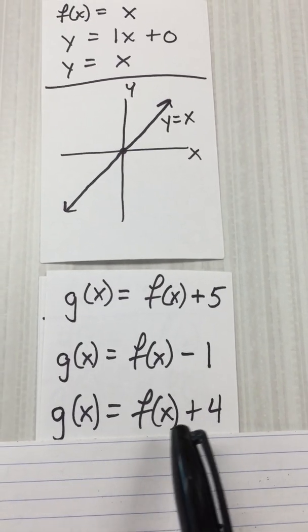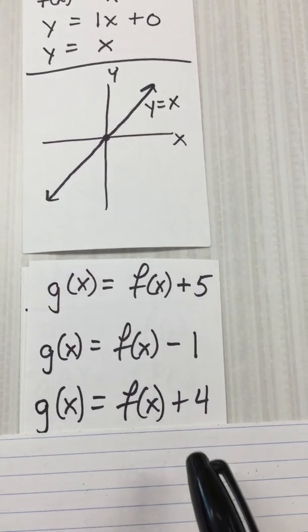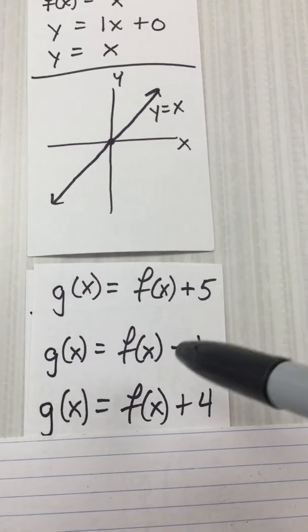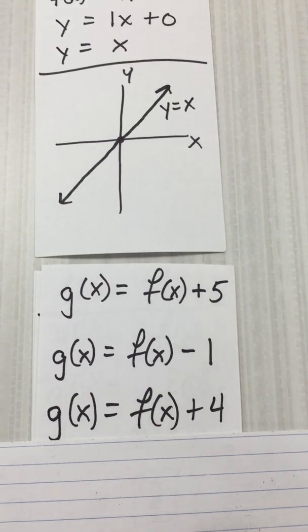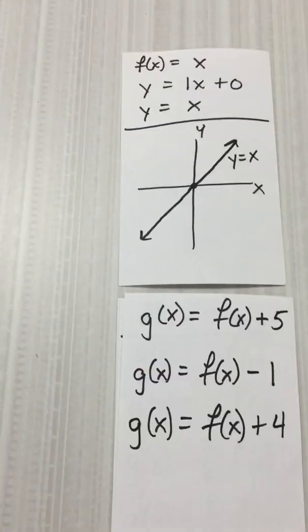Here's another one. G of x is the new one. They're taking the original equation f of x and adding 4. Remember, if it's adding or subtracting on the outside, it's just shifting it up or down. If it's a positive number, it's going up. Negative number, it's going down. So this is adding 4. It is going up 4 units. All right, so there's the adding and subtracting, shifting it up and down.